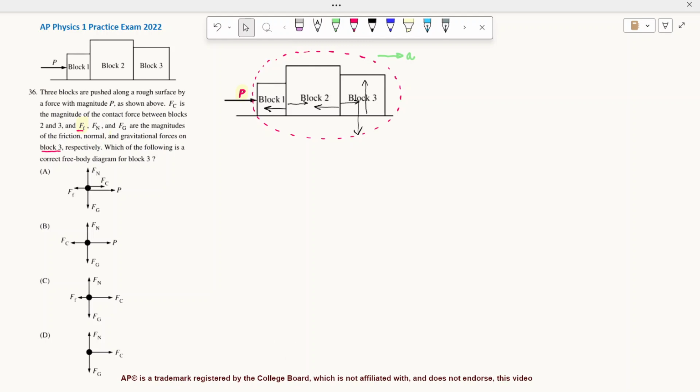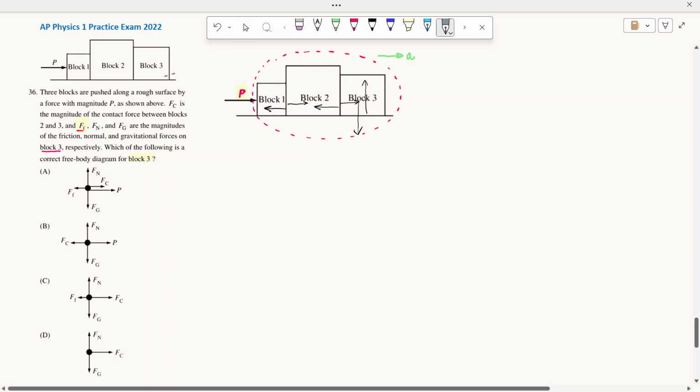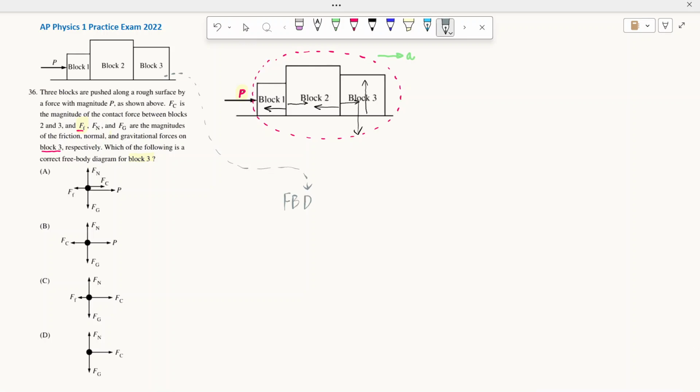In this question you have to identify the correct free body diagram of block 3, so right now we will just focus on that. As I told you, the system is accelerating to the right. So on block 3, the force which is actually pushing it to the right is not the force P. It is the contact force, the force applied by block 2 on block 3.